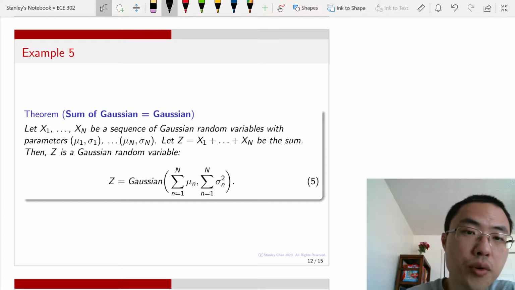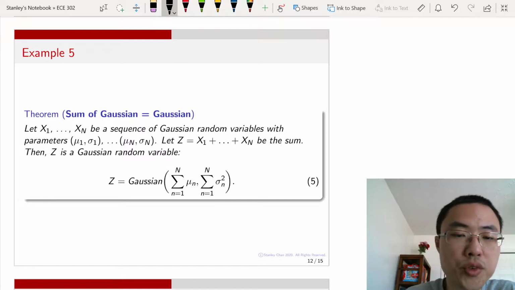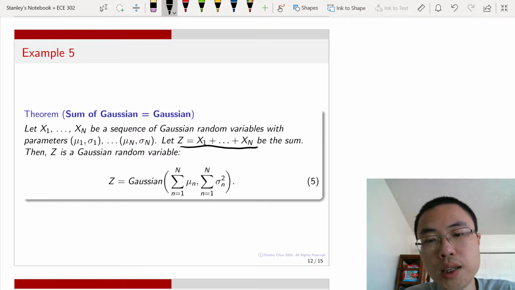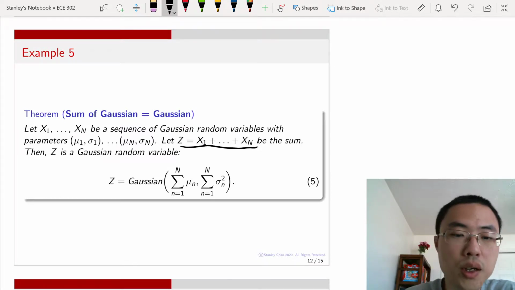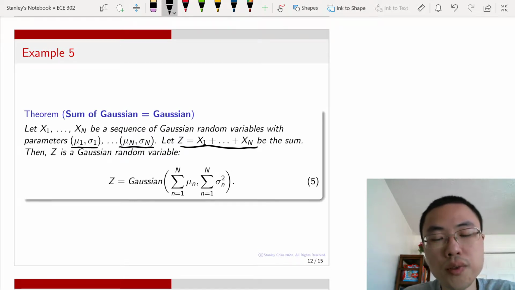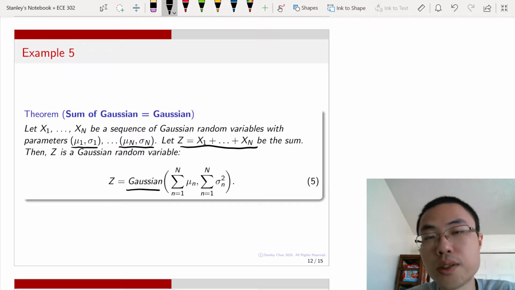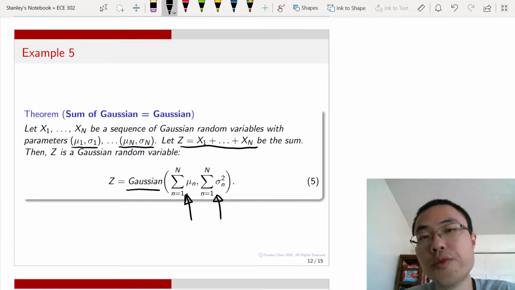The final example is a very useful result for Gaussian random variables. Here I'm assuming that you have n Gaussian random variables, and then I'm taking the sum of all these Gaussian random variables. It turns out that if each individual Gaussian has a different mean and different variance, then the sum would still be a Gaussian random variable, but then the mean is the sum of the means, the variance is the sum of the variances.